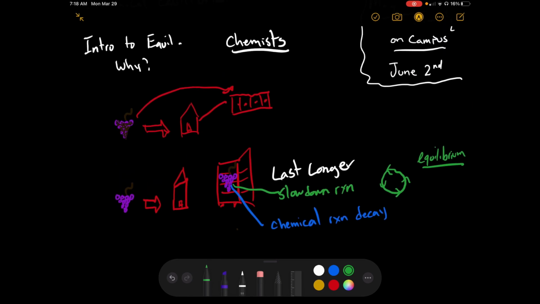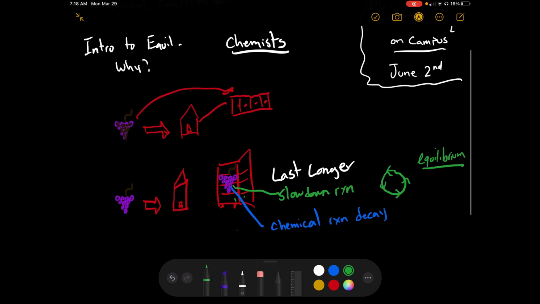So scientists have figured out this process and how to make sure that the chemical reaction of making refrigeration happen will bring about equilibrium.